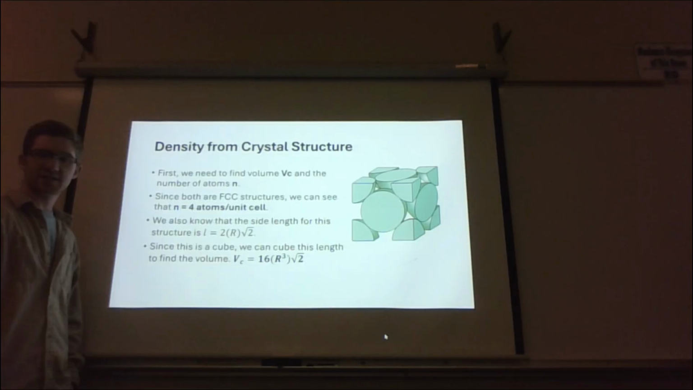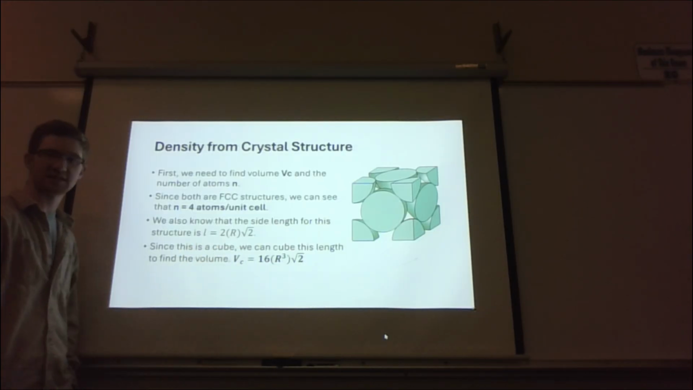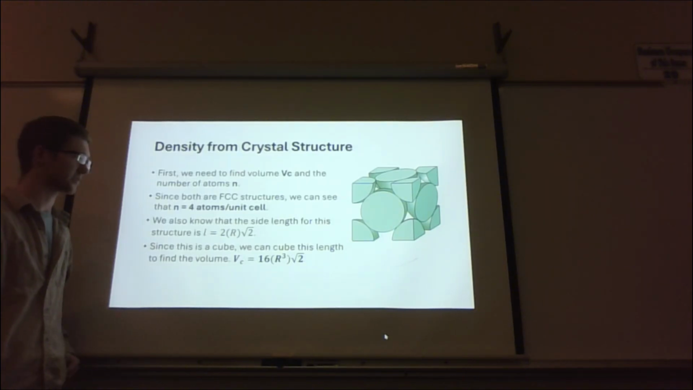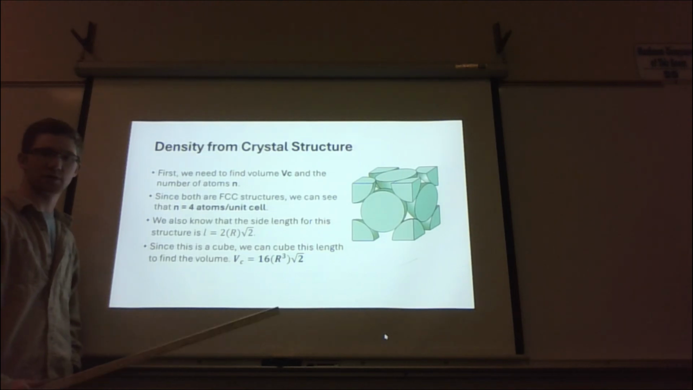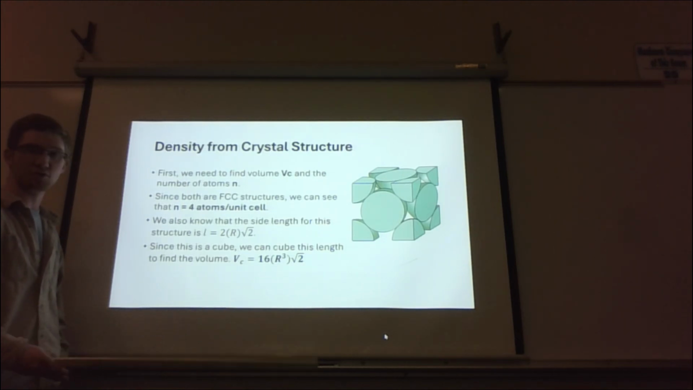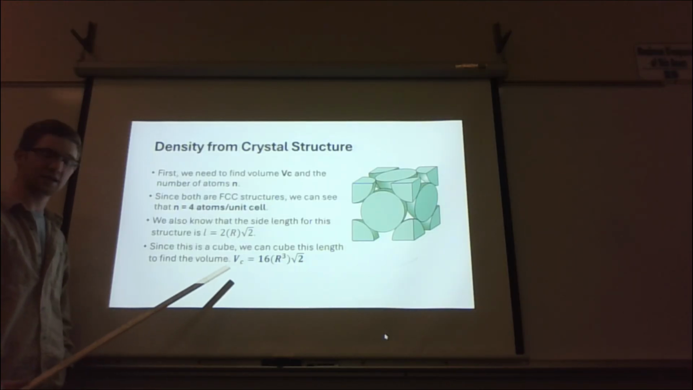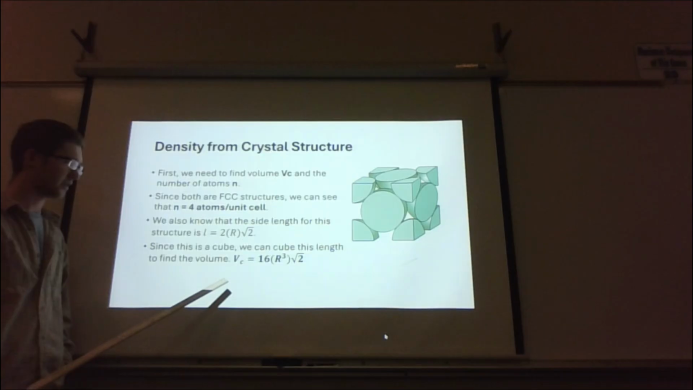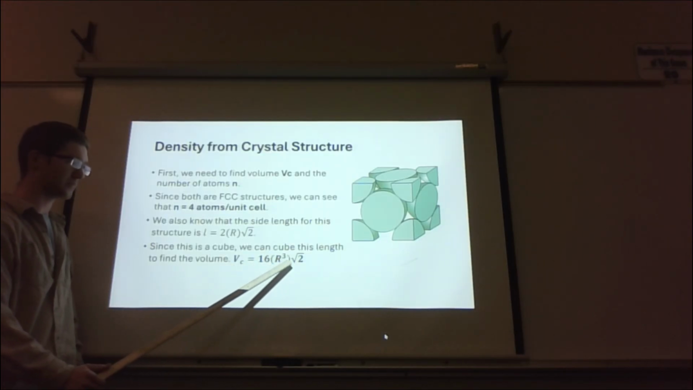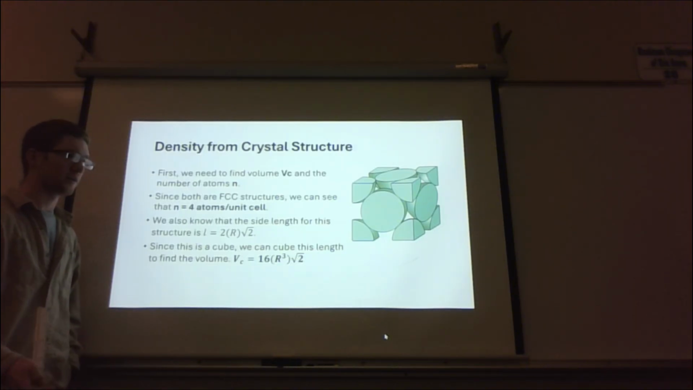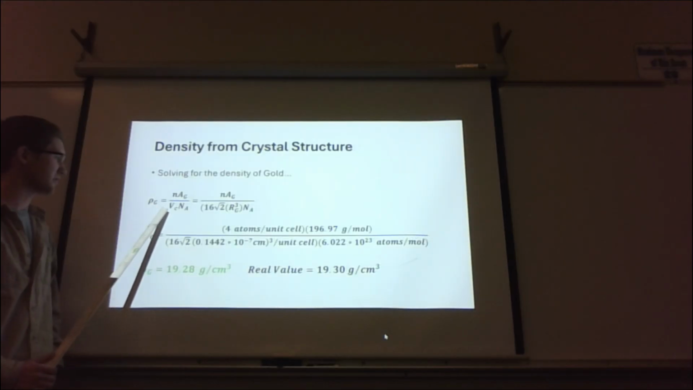Now, since we know this is an FCC structure, we can solve for its length if we know the radius of these atoms, which we do. So we could solve for one of the side lengths of this cube, but we want the volume, so we can cube this length value to find an equation for the volume itself. Here we have Vc equal to 16 times the radius cubed times the square root of 2. Now we put this into our density equation here.